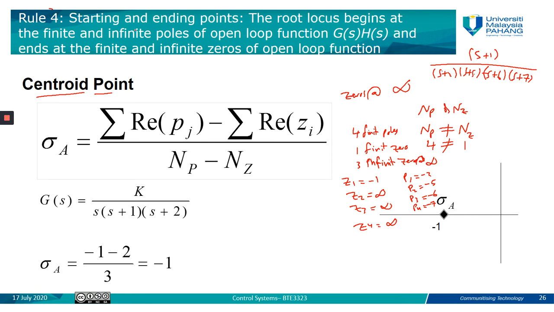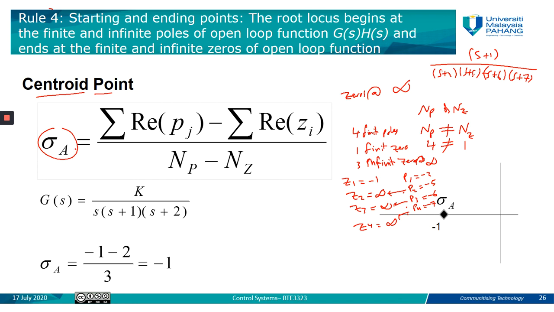Okay, so you should know how many finite poles you have and how many finite zeros you have. The difference between finite poles and finite zeros represents the infinite zeros. In order to draw the line between the finite poles and infinity, to draw this root locus to infinity, we need to have a centroid point and we need to have an asymptote. We are going to see in rule 5 the asymptote, or the direction of the poles to infinity. But before we find the asymptote, we need to find the value of the centroid point.